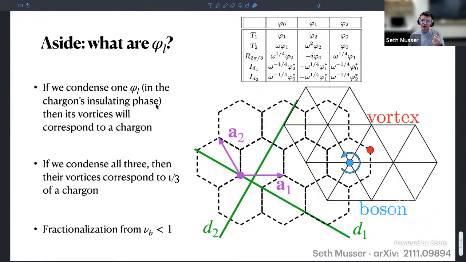If we condense only a single one of these vortices, then vortices of the vortices will correspond to a physical charge-on. So that allows us to go back to the charge-onic picture. If we condense all three of these, then if you create a vortex, it's going to correspond to a third of a charge-on. So the charge-on has fractionalized due to this fractional filling if we're viewing it with these vortex degrees of freedom.